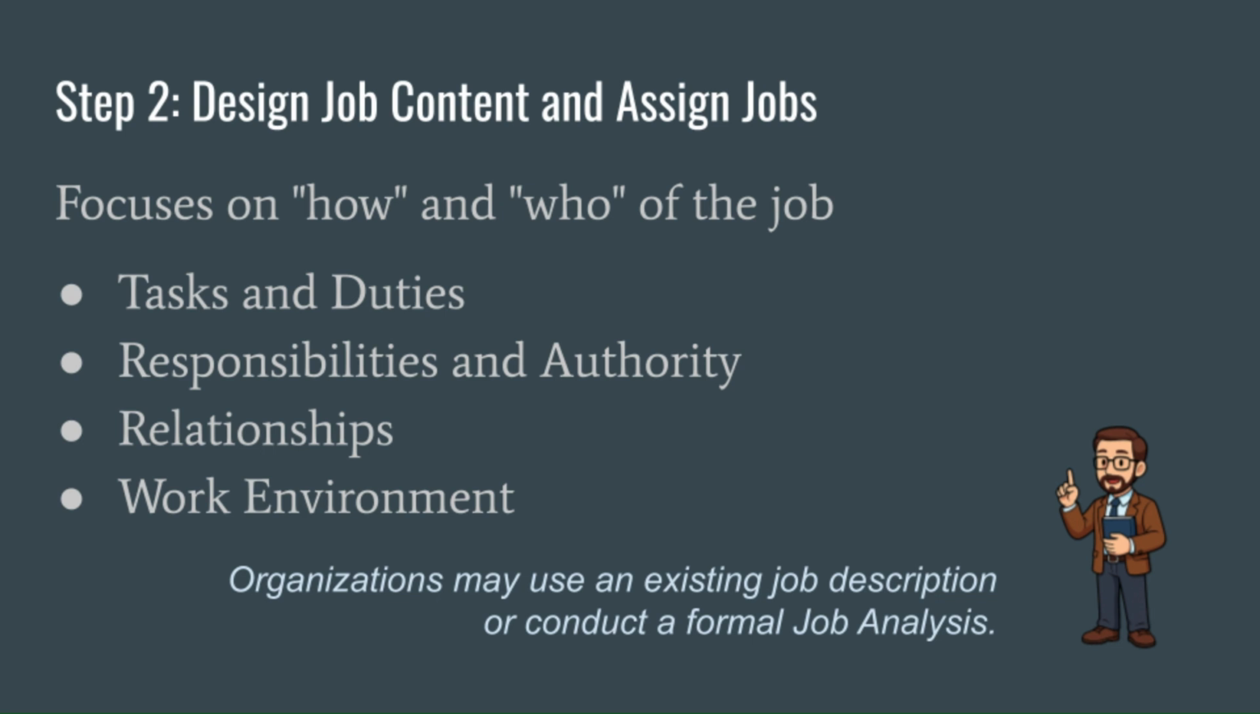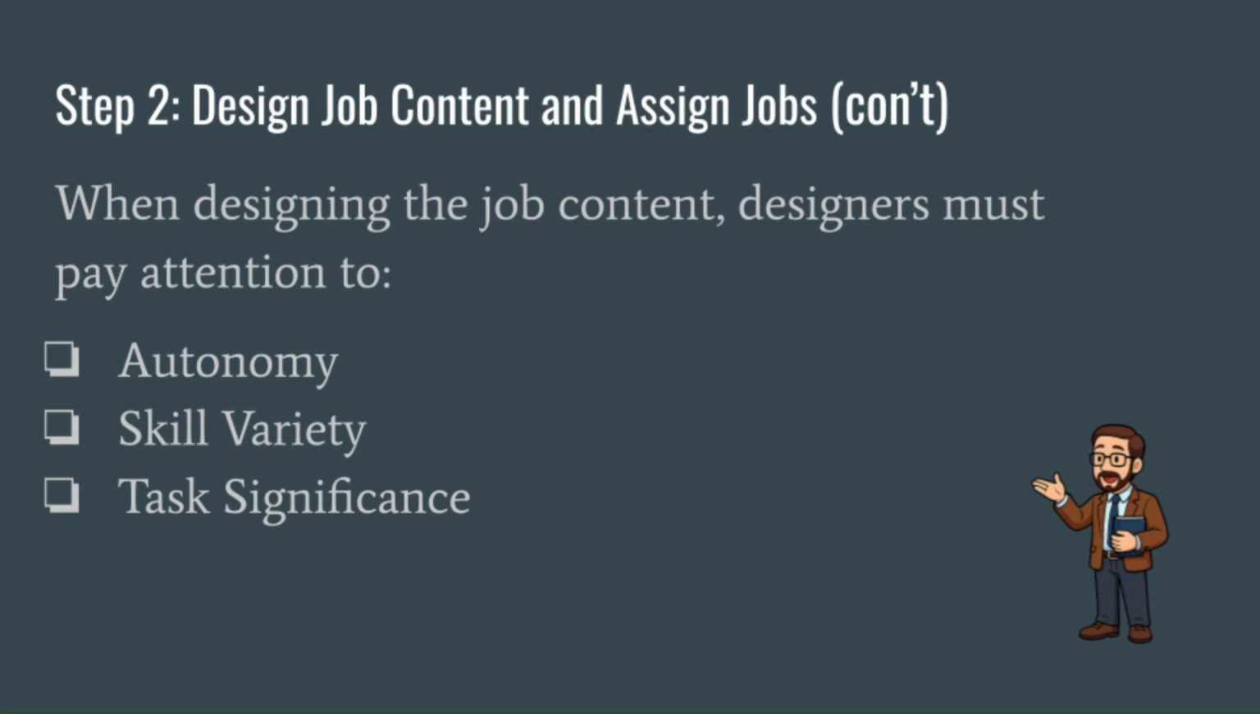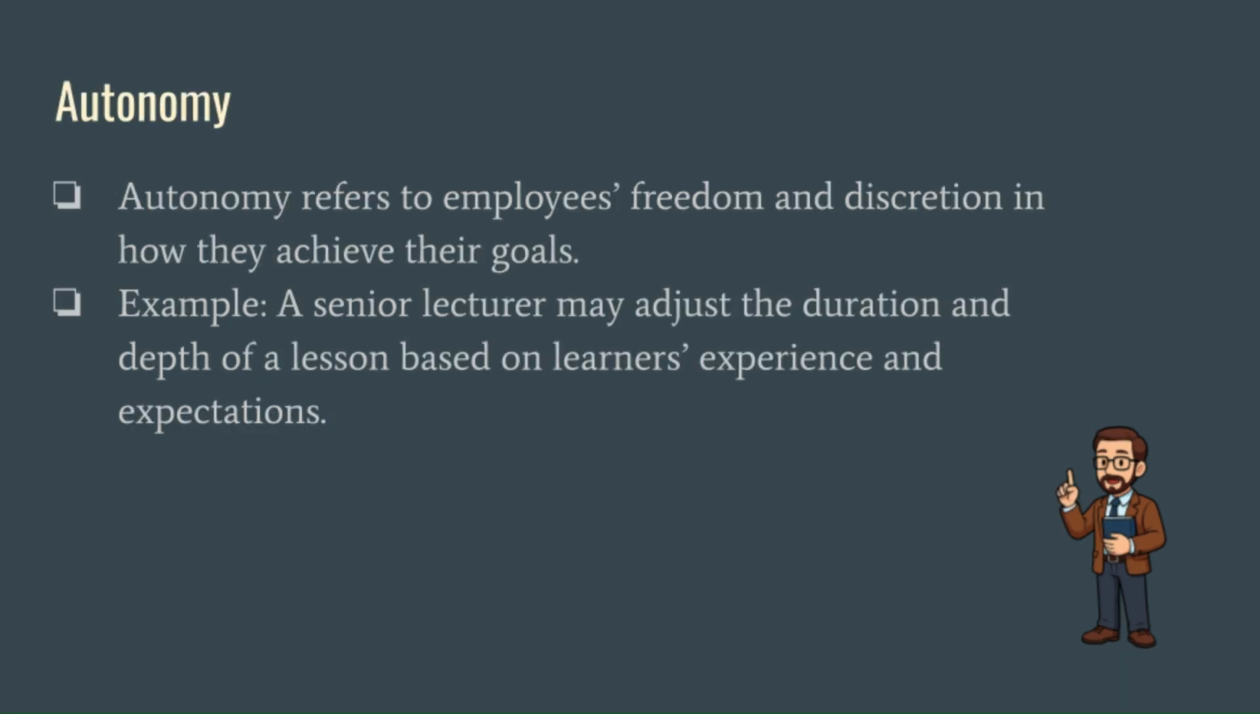Organizations may use an existing job description or conduct a formal job analysis to understand tasks, skills, and responsibilities. When designing the job content, designers must pay attention to core job characteristics, autonomy, skill variety, and task significance. Autonomy refers to employees' freedom and discretion in how they achieve their goals. Example, a senior lecturer may adjust the duration and depth of a lesson based on learners' experience and expectations.